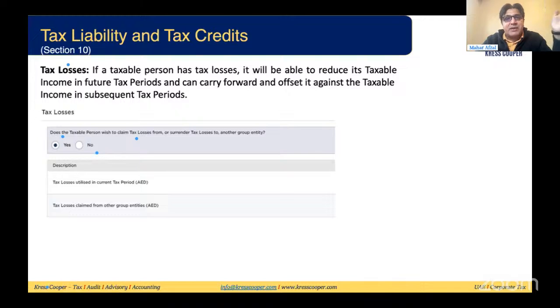What I'm trying to say, once you are arriving at your taxable income, you need to make the adjustment of losses. These losses can be your own carry forward losses, or might be you're taking the losses from other taxable person, or might be you are transferring the losses to another taxable person. These are the questions related to this. These are exactly questions as per the guide as well.